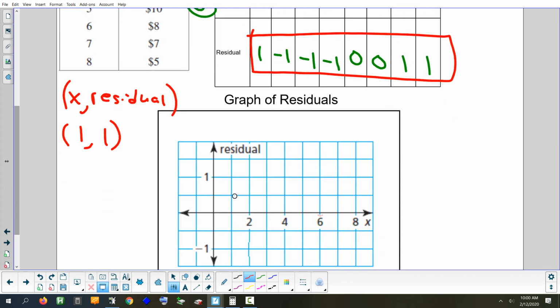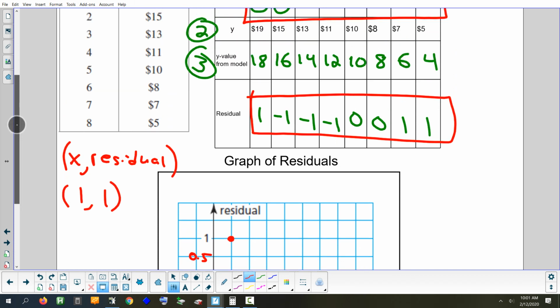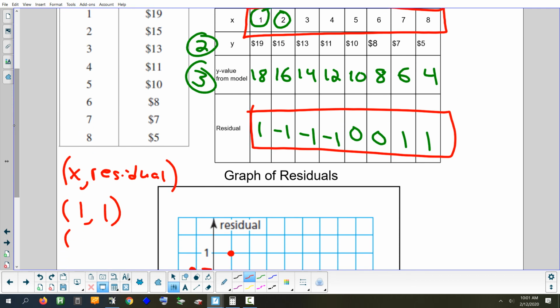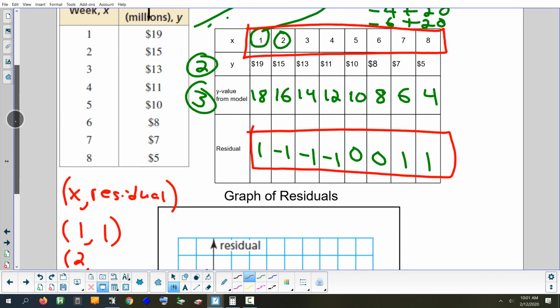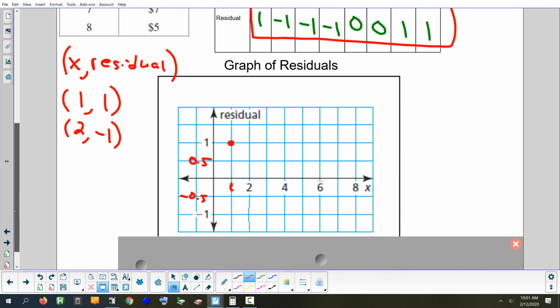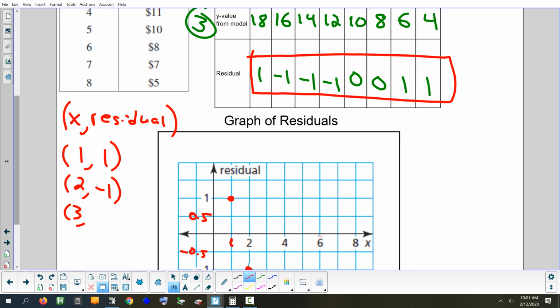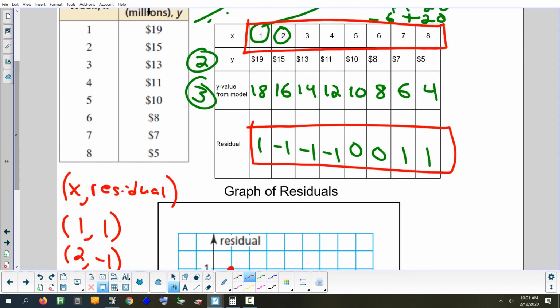All right, so this graph goes by, I think that's 0.5, negative 0.5, and that's 1. So 1, 1 is right there. I would probably just go by ones, but this graph's a little different, whatever. Okay, what's your second X value? 2. And what's your second residual? Negative 1. Okay, graph that one. 2, negative 1. What's your third X value? 3. What's your third residual? Negative 1.